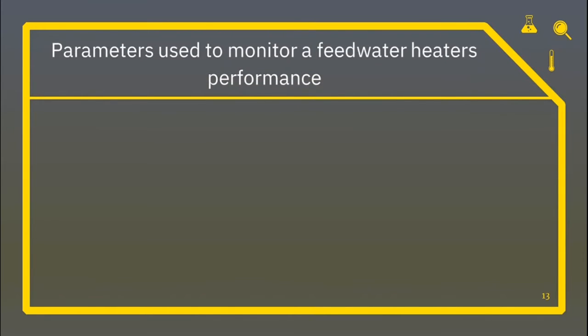Many power plant operators have begun replacing outdated level instrumentation with newer technologies to accurately control feedwater heater levels and decrease their plant's heat rate. However, assurance of proper performance can only be determined with a feedback reporting system in place. There are three primary parameters used to monitor individual feedwater heater performance.